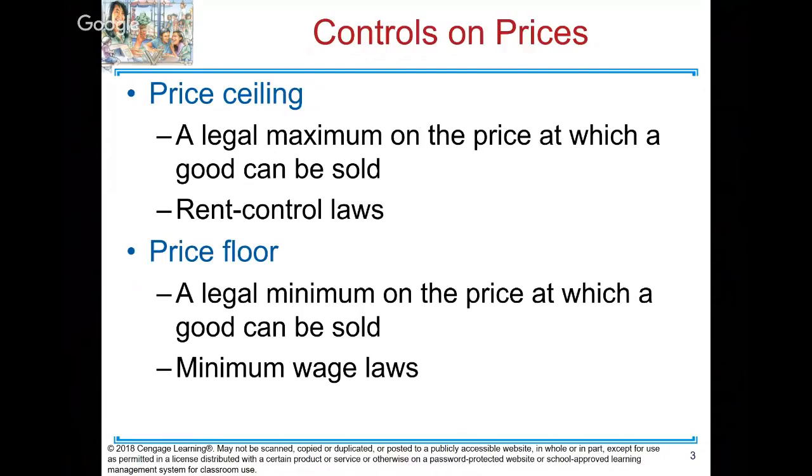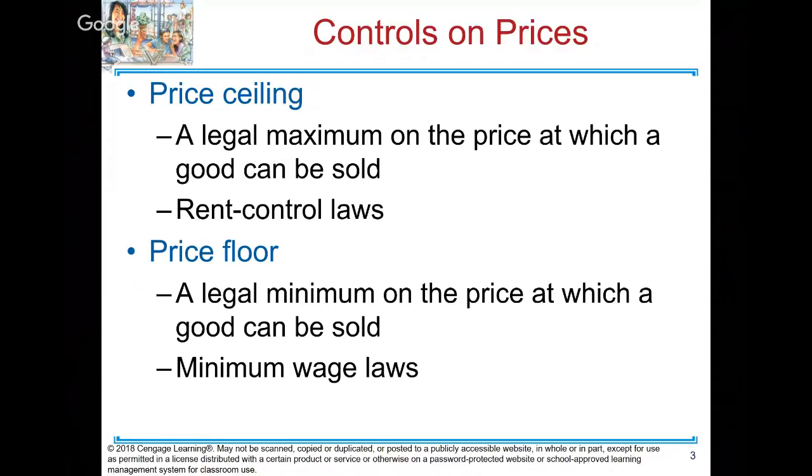An example of a price ceiling is rent control. Now, in most parts of the country, we don't have rent control. But if you ever go to San Francisco or New York City, not the state, but the city, they do have rent control apartments. That is when the government steps in, telling each landlord, hey, landlord, for your apartment, this is the maximum rent you can charge. You cannot charge more than that. So that's called rent control law.